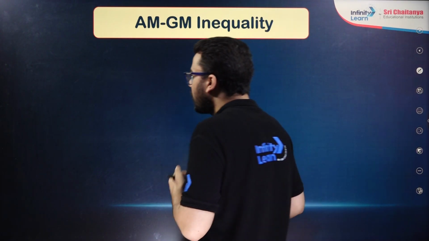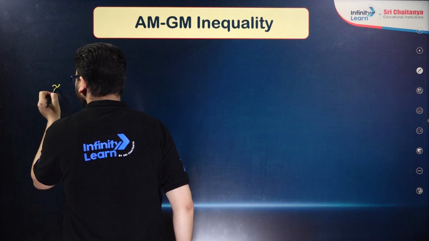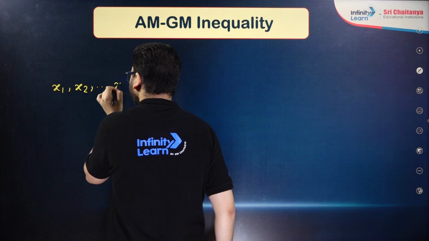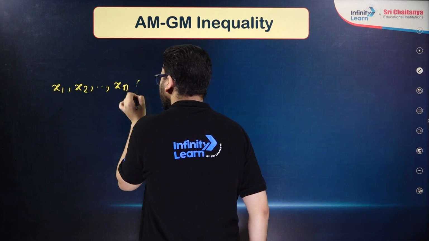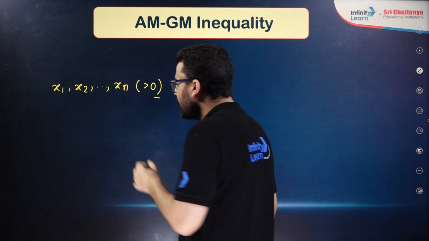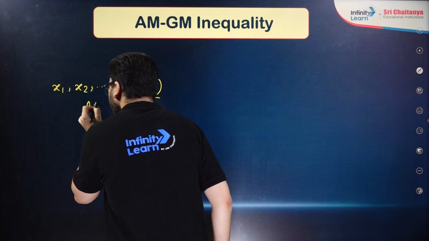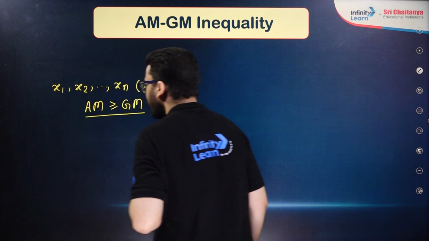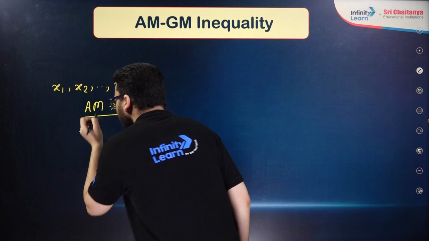Hello everybody. In this video, we are going to talk about AM-GM inequality, that is the arithmetic mean and the geometric mean inequality. So over here, suppose you have got some positive numbers, for example, x1, x2 up till xn. So all of them are positive, right? So AM-GM inequality says that the arithmetic mean of them is every time greater than or equal to their geometric mean. Correct?